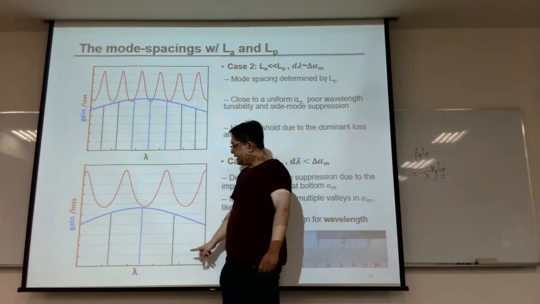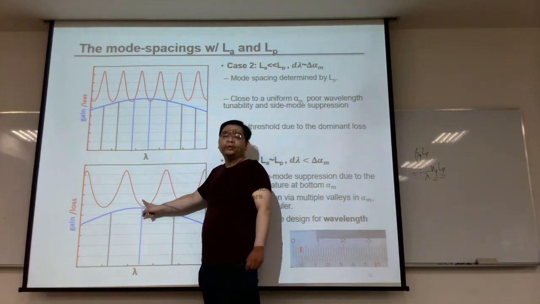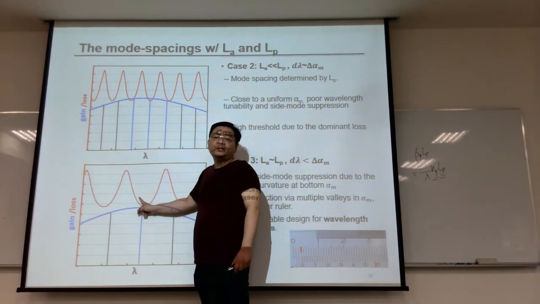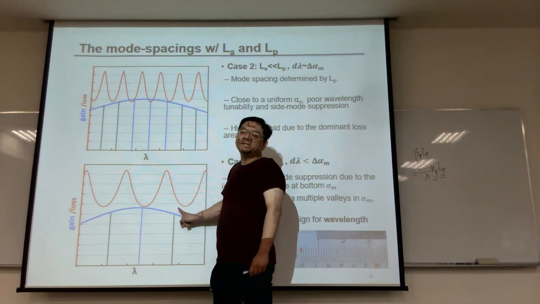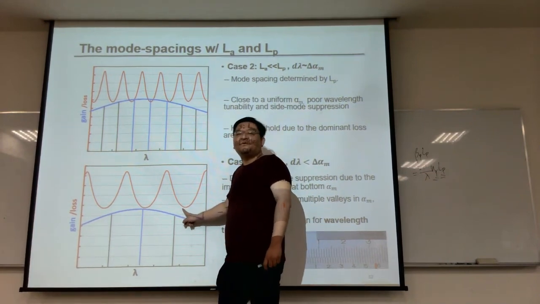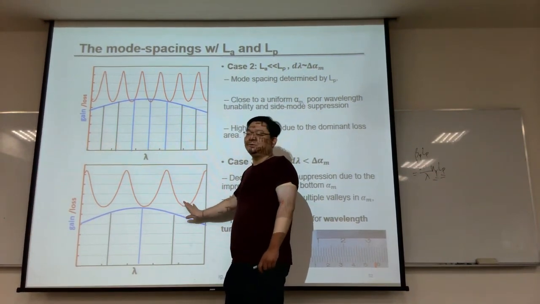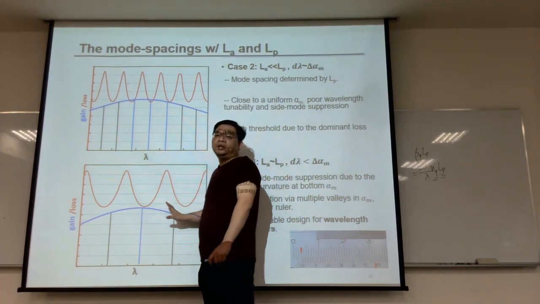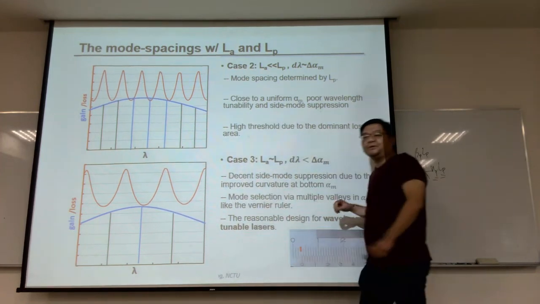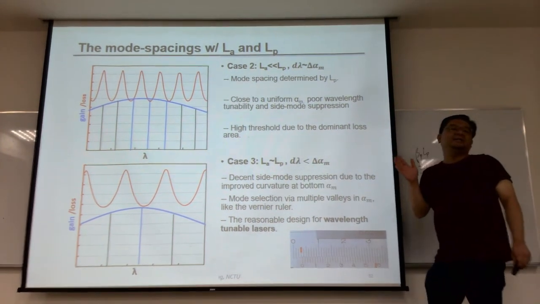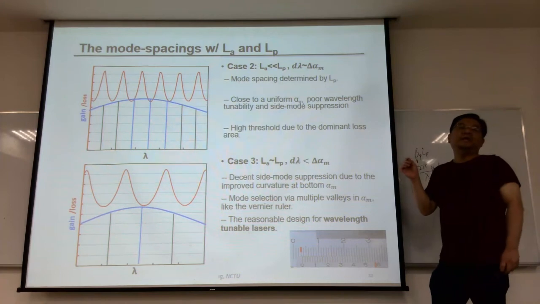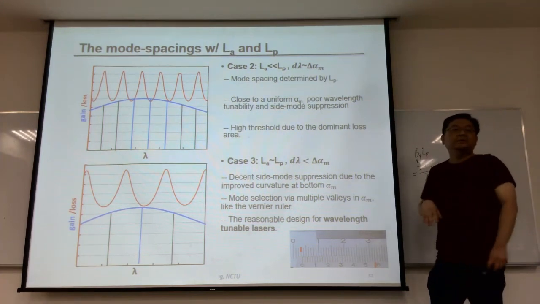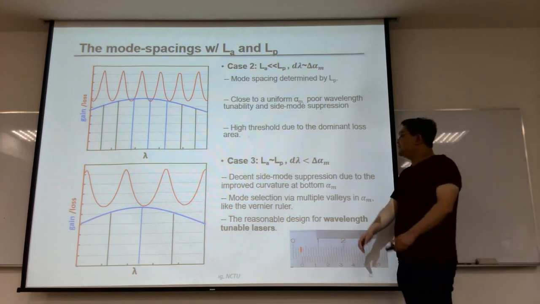actively. For example, I can let one lasing mode be 1,500 nanometer, and the other one be 1,500.5 nanometer. It is possible to pick an arbitrary mode within a small region. It is possible if you can have very precise control over your refractive index, or the passive length.